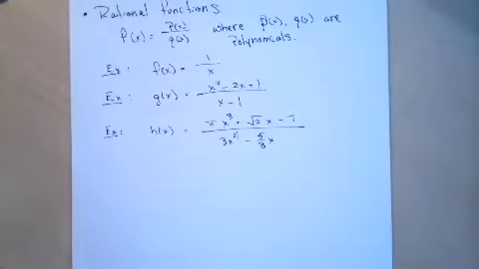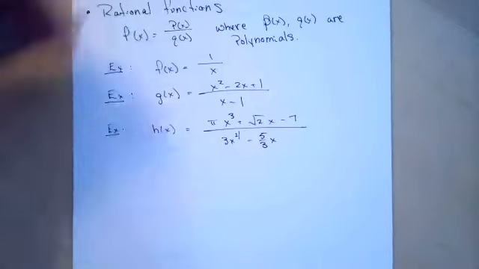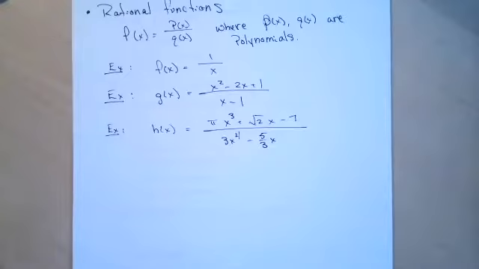So anything like that is also a rational function. The coefficients do not need to be integers. So that's kind of the typical order of building up to the complexity of our functions.